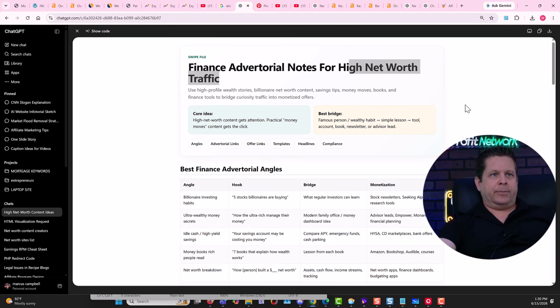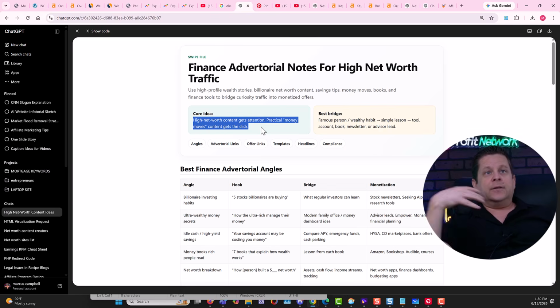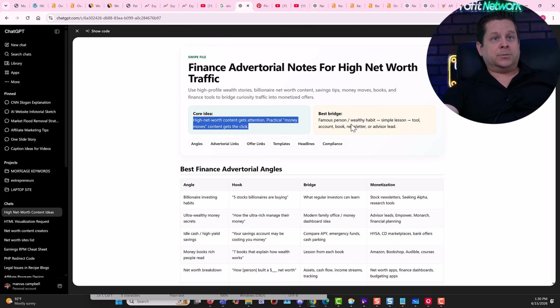You can see some examples here of people doing that, where the core idea would be high net worth content. This gets the attention. The bridge is, here's the famous person, here's what they do, here's the simple lesson, and here's the tool that makes it happen. So maybe you're like, oh, Oprah likes the law of attraction. Here's a law of attraction course. Very straightforward, stuff like that.